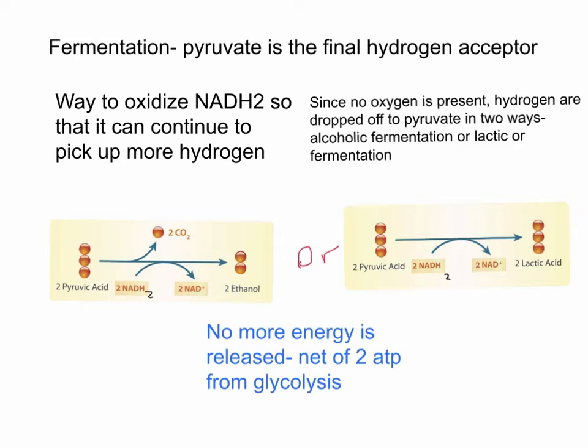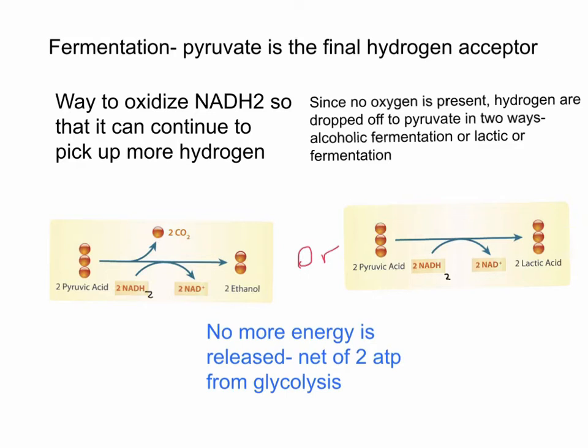Underneath those equations, it says definition: after glycolysis, the breakdown of pyruvic acid with no release of energy. So basically, pyruvate becomes the final hydrogen acceptor, and you don't get any more ATP. Okay, so now anaerobic respiration is complete. Summary of anaerobic respiration: oxygen is not required and does not participate in the biochemical sequence. It begins with glycolysis and ends with fermentation.